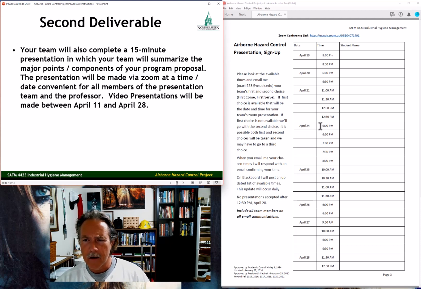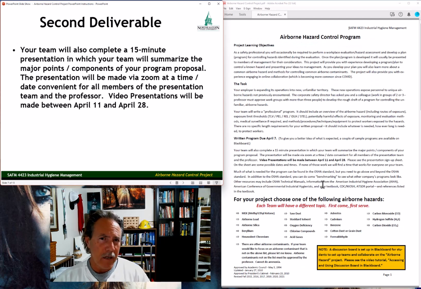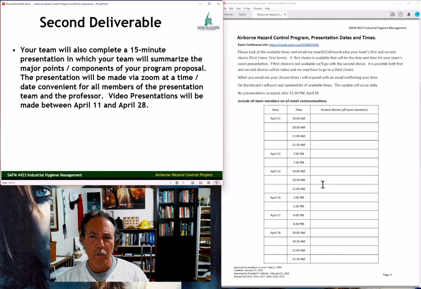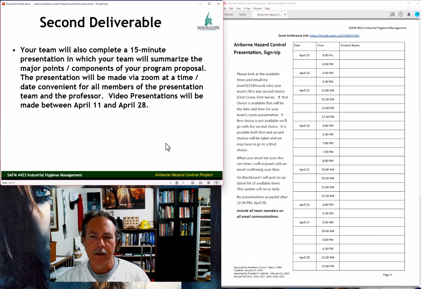I got an entire block of time there reserved for these presentations. But you've got plenty of time. You need to get your paper done first, and then we'll worry about getting you signed up for one of the presentation dates. And again, this is similar to what you might be doing as a safety professional. You write your program, you write your proposal, then you present that proposal to your supervisor or members of management, like I said previously.